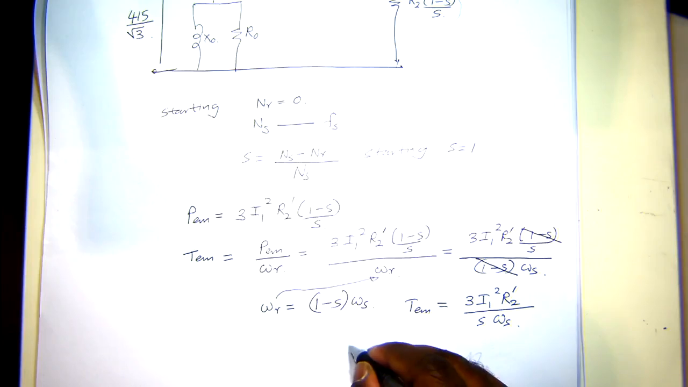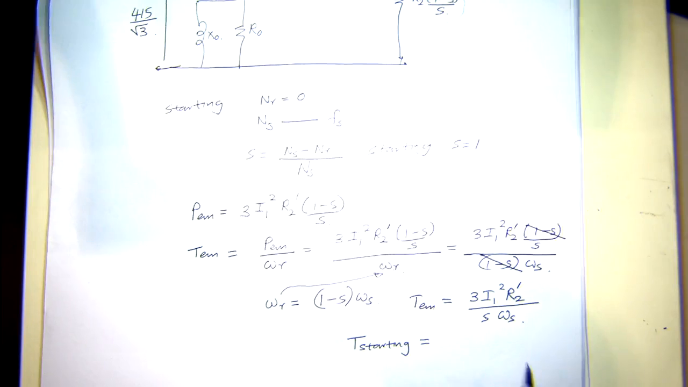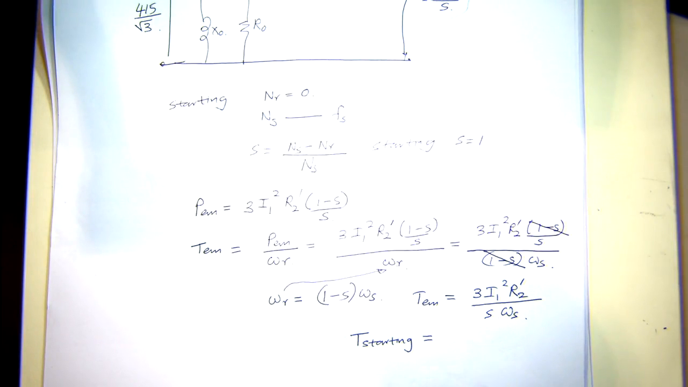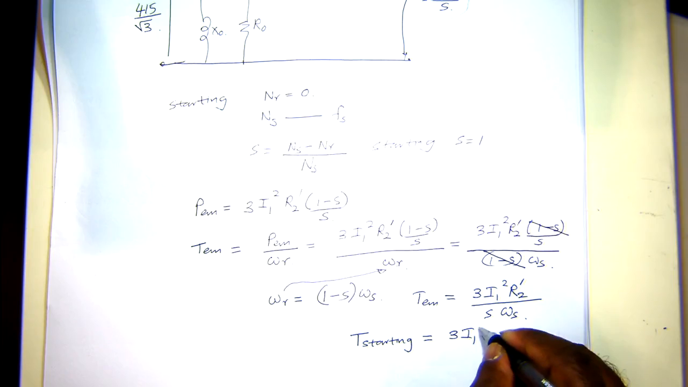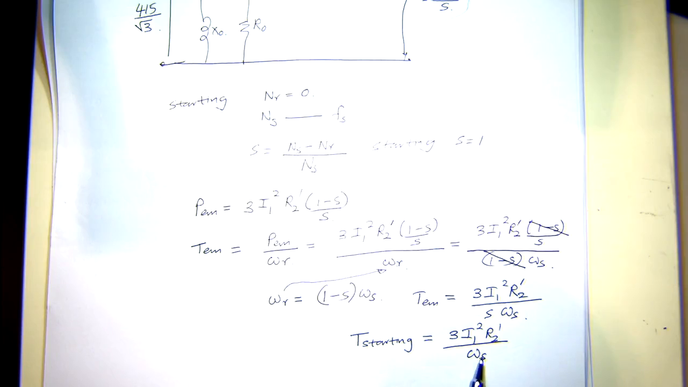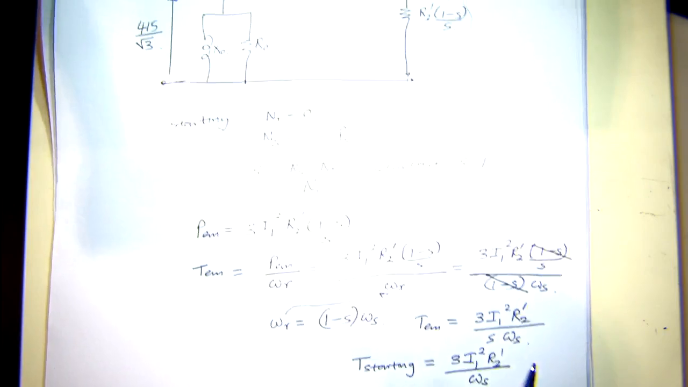So if we look at the starting torque, you substitute slip equals 1. So that will be 3 times I1 squared R2 prime divided by omega s. So here omega s is the synchronous speed. The shaft is not rotating, but then we substitute the synchronous speed here because we've done this type of cancellation. So to find the starting torque, we need to figure out the current in the circuit when it's starting.